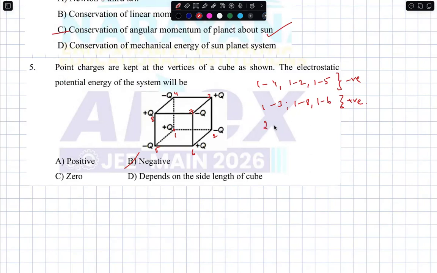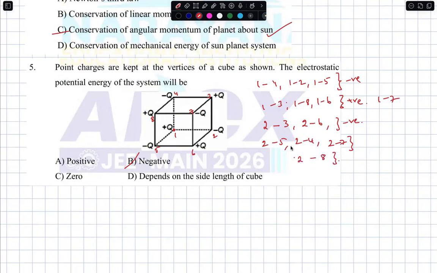Now you take 2. Don't count 2, 1 again. Now you take 2, 3, 2, 6. Right. 2, 3, 2, 6 are negative again. And apart from this, 2, 5 means this diagonal. 2, 4 is this diagonal. 2, 7 is another diagonal. Right. And last but not the least, here I forgot to take 1, 7. Here I need to take 2, 8.